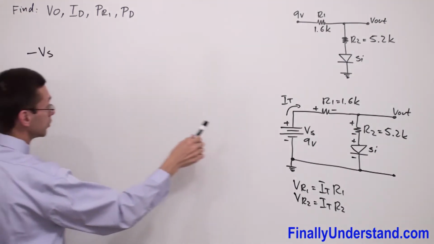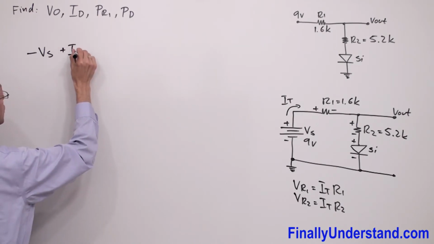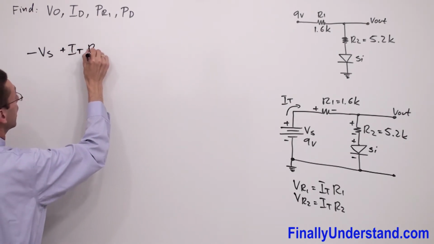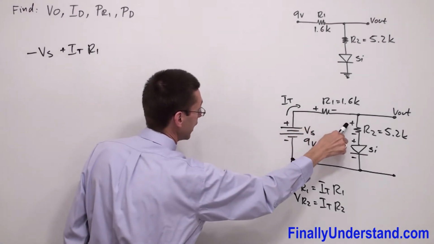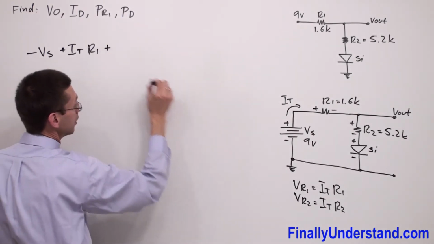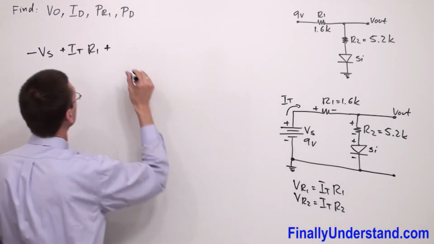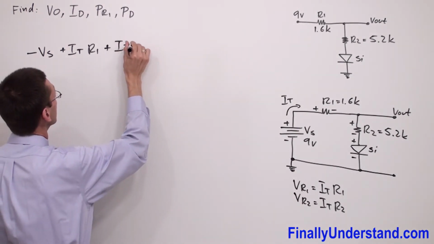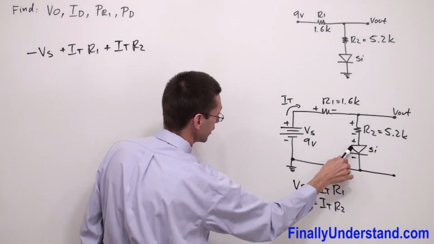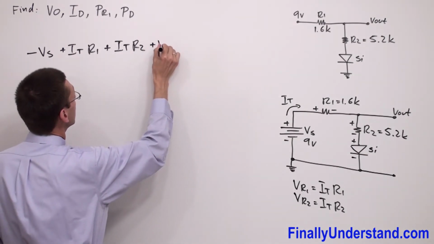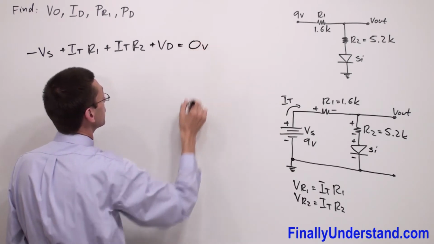So I have, one more time, positive sign, that's why plus I total times R1. So this is voltage across resistor R1. Next, plus, okay, voltage across resistor R2, which is equal I total times R2. Plus voltage across the silicon diode. Everything must be equal 0 volts.